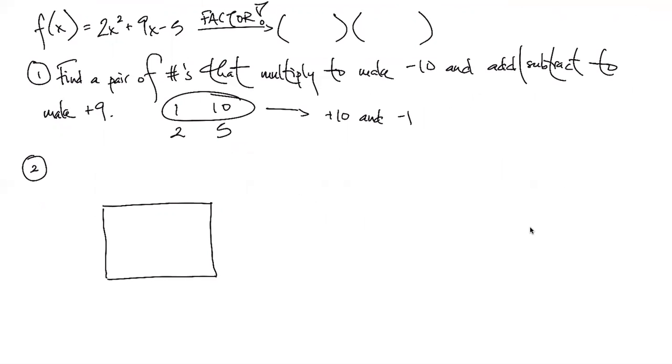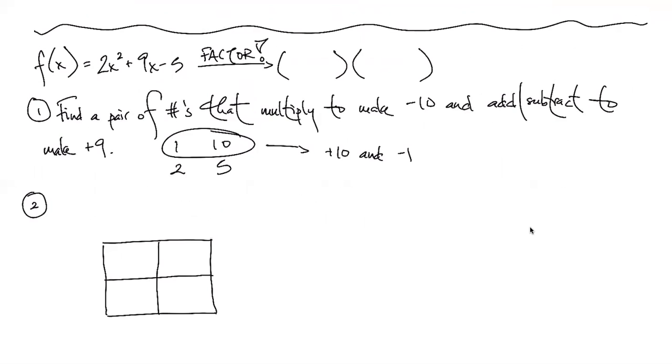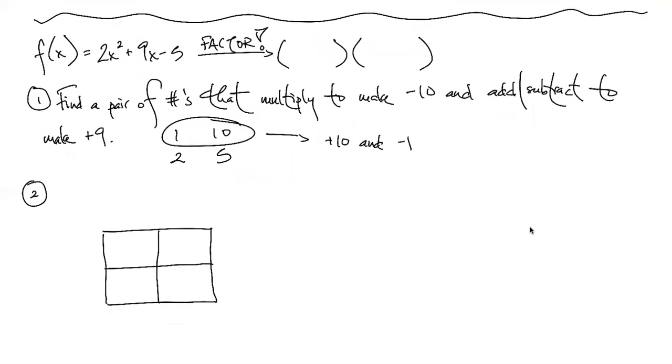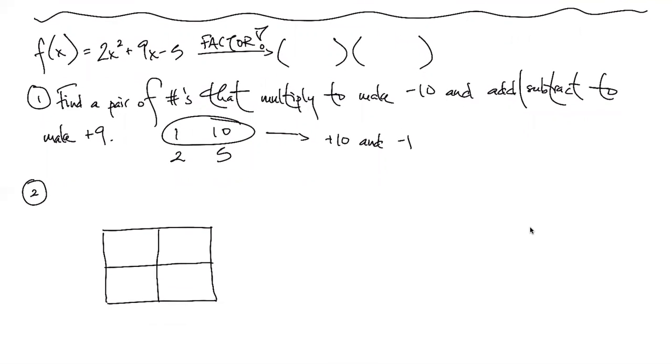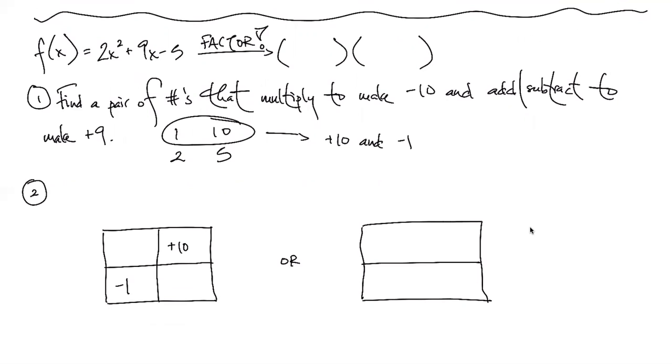Okay, now once we've got those numbers, we're going to use our area model. So we're going to draw a box and divide it into 4 rectangles. And we're going to go back to our numbers that we just found. I'm going to have a +10 in this box and a -1 in this box. Or if you wanted to do it the other way, you could have a -1 in this box and a +10 in this box, and that would be fine.